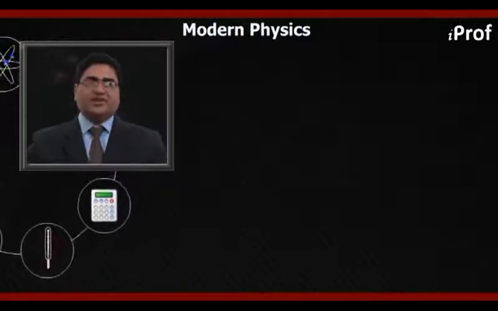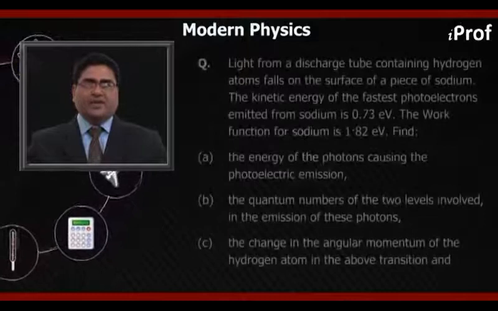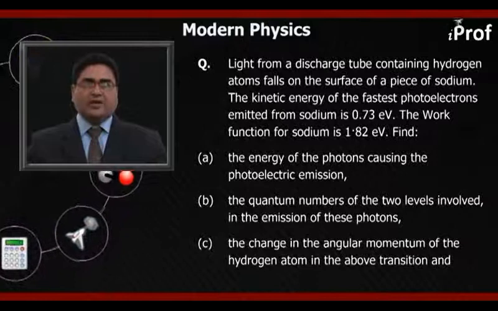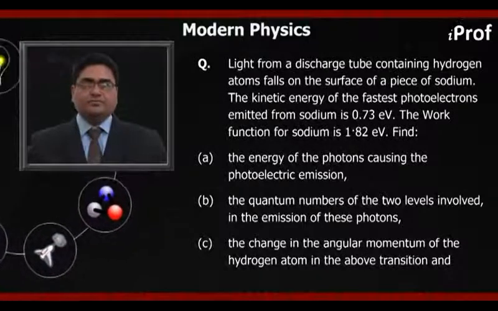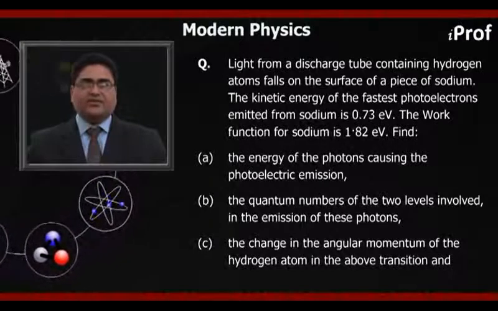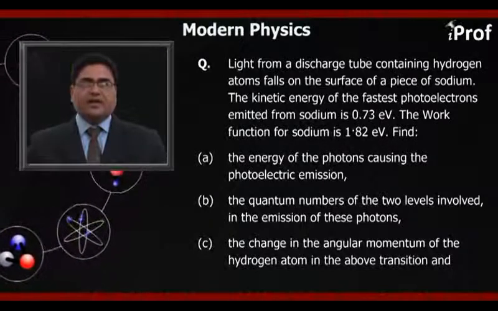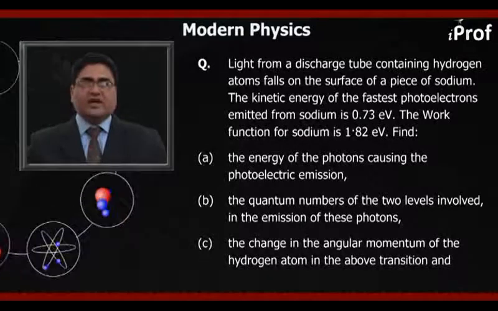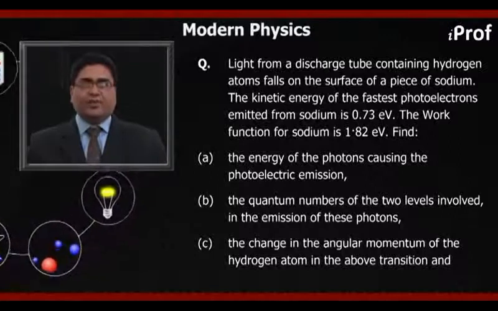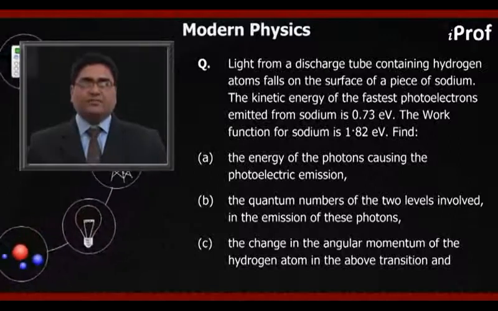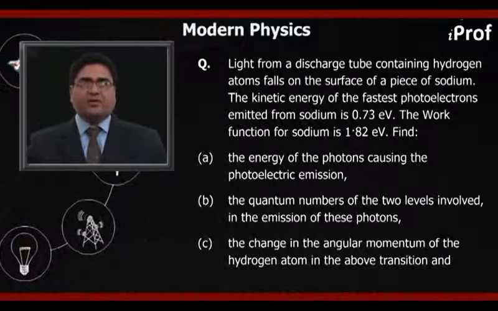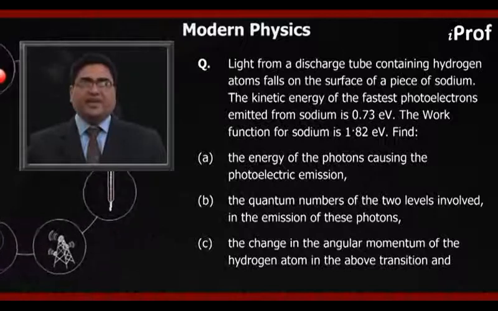Let's see another illustration. Light from a discharge tube containing hydrogen atoms falls on the surface of a piece of sodium. The kinetic energy of the fastest photoelectrons emitted from sodium is 0.73 electron volt. The work function for sodium is 1.82 electron volt. Find A, B, C, D.